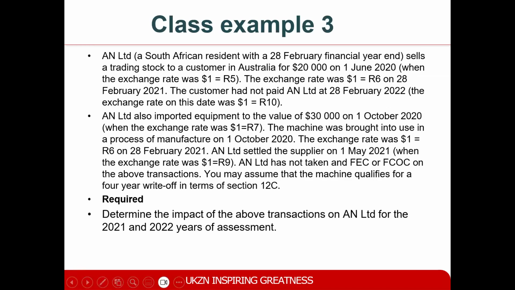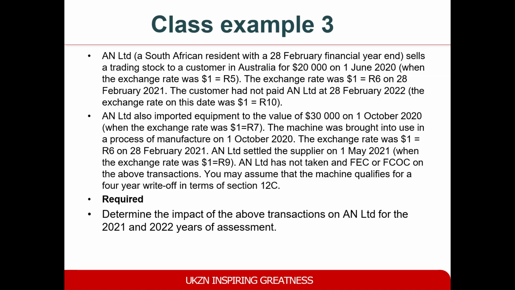So we've got AN Ltd, a South African resident company with a 28 February financial year end. Now we've already identified the person. It sells trading stock to a customer in Australia. Now we are the ones selling in Australia. The trading stock was sold in Australia on 1st of June 2020 when the exchange rate was 5 rands. Now we've identified the transact item. The exchange item is a debtor: we've got a person that owes us a receivable. The exchange rate was 6 rands on 28 February 2021.